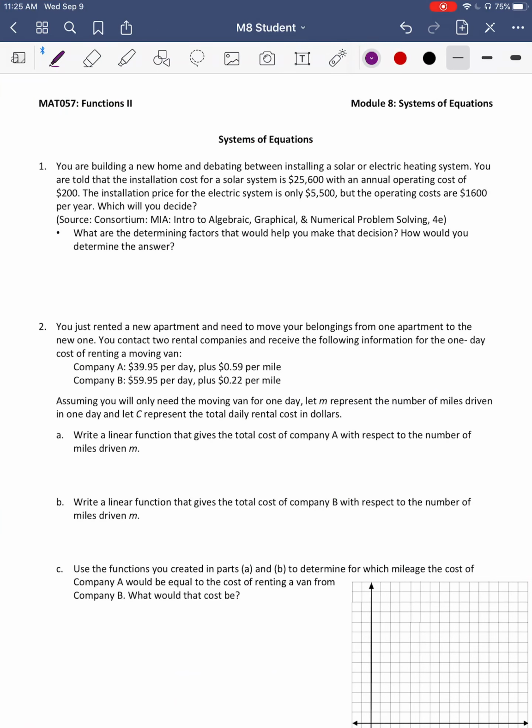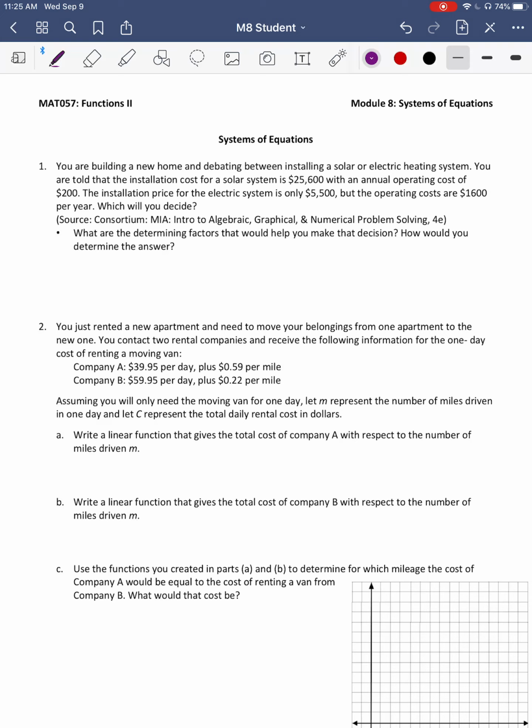All right, hey guys, I just wanted to take a few minutes and talk about problem number 1. So this problem says you're building a new home and debating between installing solar or electric heating system. You're told that the installation cost for a solar system is $25,600 with an annual operating cost of $200. The installation price for electric is only $5,500, but the operating costs are $1,600 a year. So which will you decide?